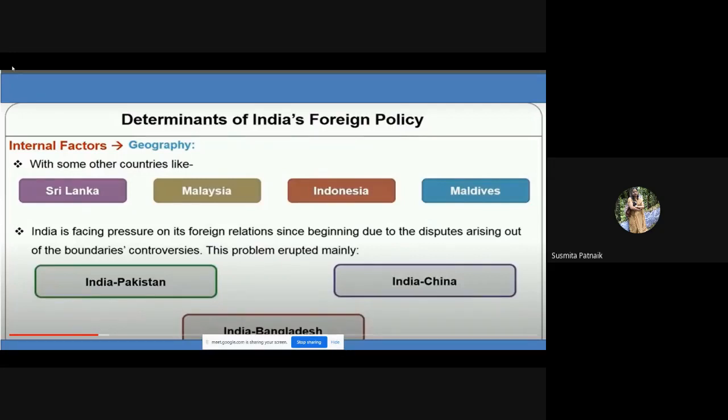these three countries, they are facing what? They are facing boundary controversies with India. Why has it happened? Due to the geographical location of the country. India's location creates a great difficulty, or a great problem, for China.